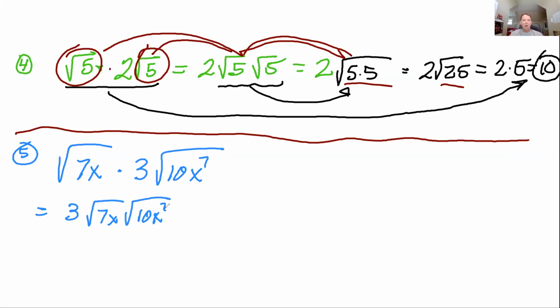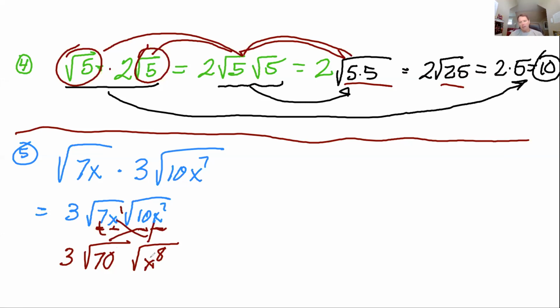Well, I know that I can take the 7 and the 10 and make that square root of 70. And I also know that I can take the x to the 1st and the x to the 7th and make x to the 8th. You see what happened there? 7 times 10 makes 70, x times x to the 7th makes x to the 8th.